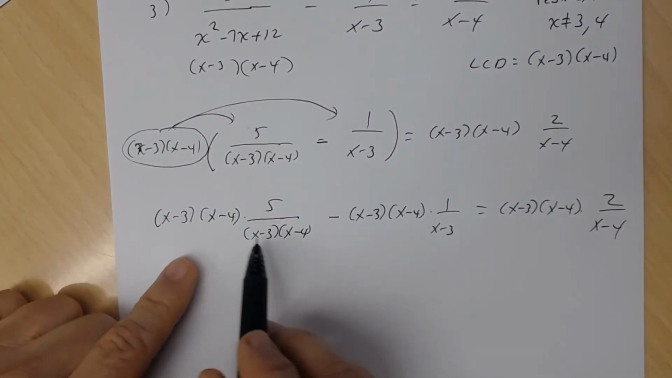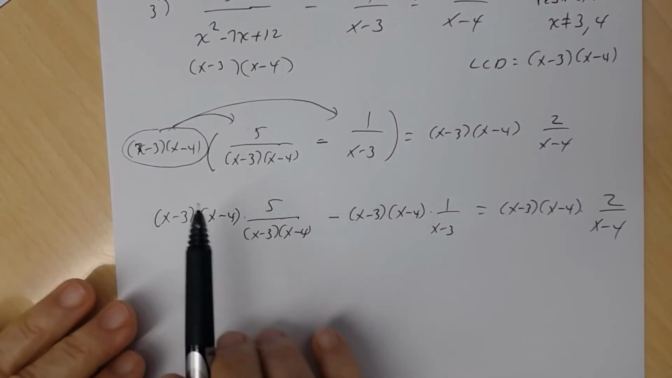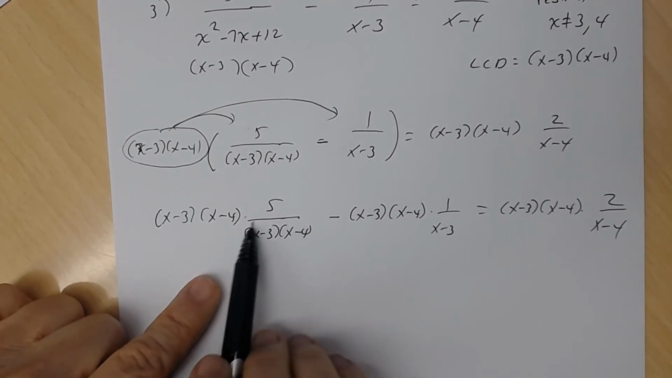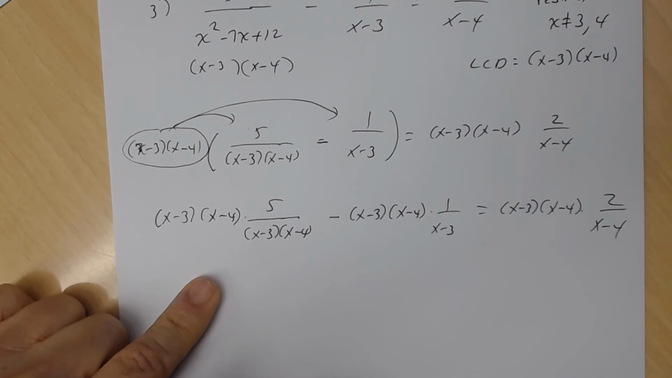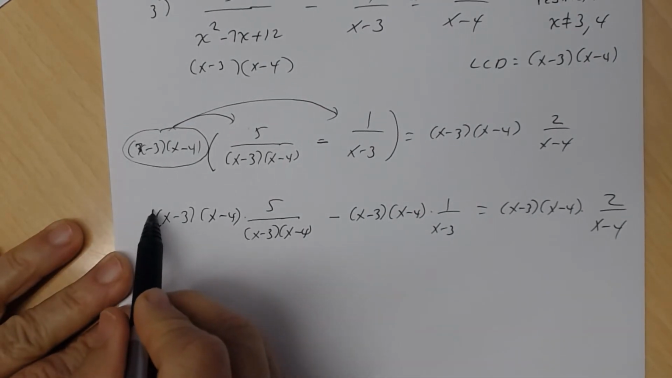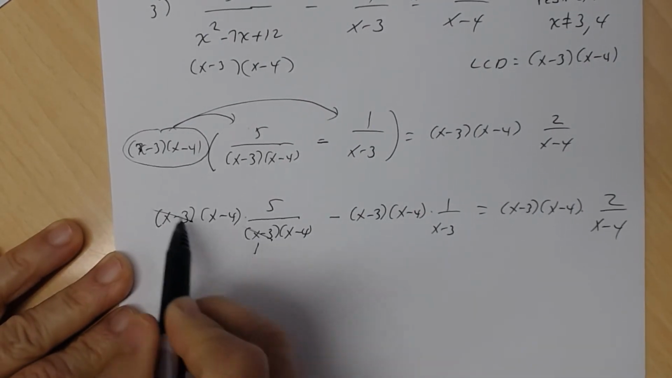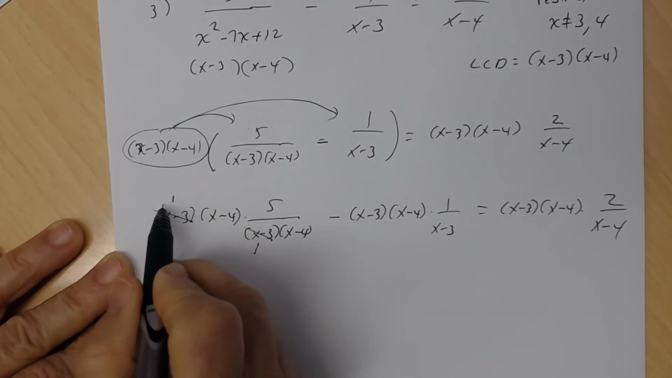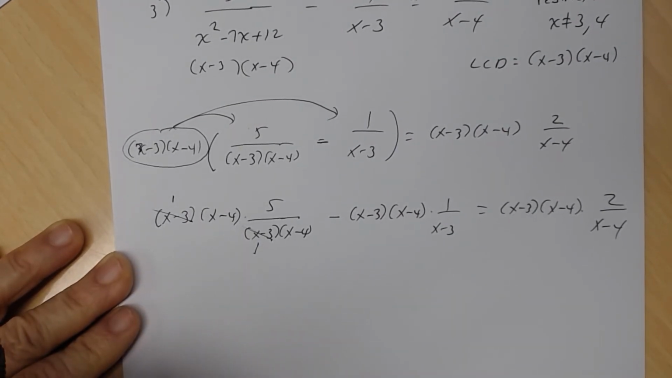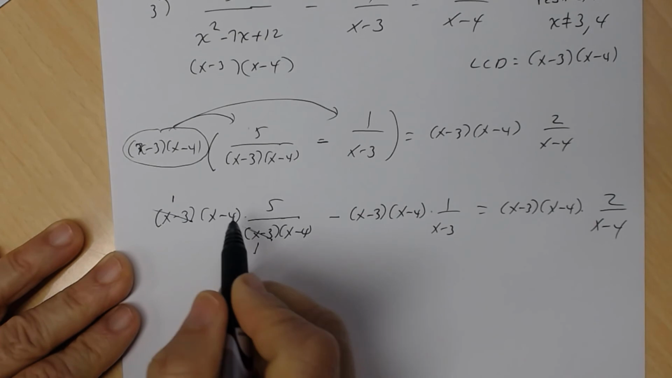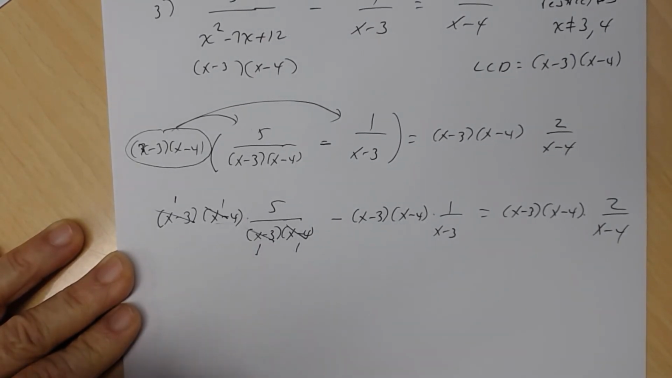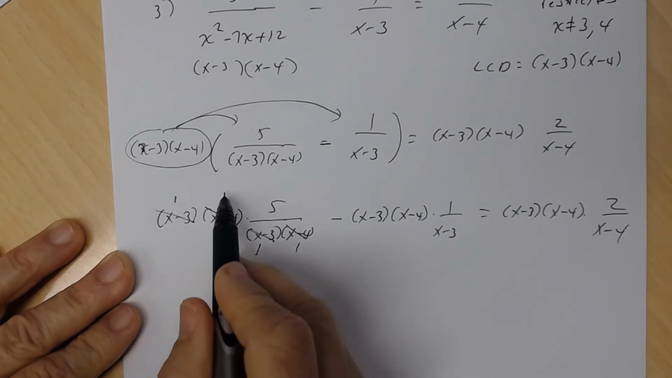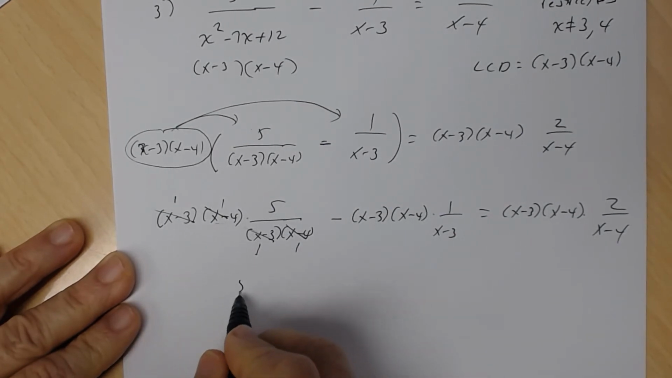Okay, now let's reduce. Next step is to reduce. Remember, the whole point of multiplying by the LCD is to get these denominators to be a 1. You want that to be a 1. Okay, so x minus 3 divided by x minus 3 is 1. Anything divided by itself is 1, so put 1s in their places. So these become factors of 1. X minus 4 divided by x minus 4 is 1. So I have 1 times 5 is 5.